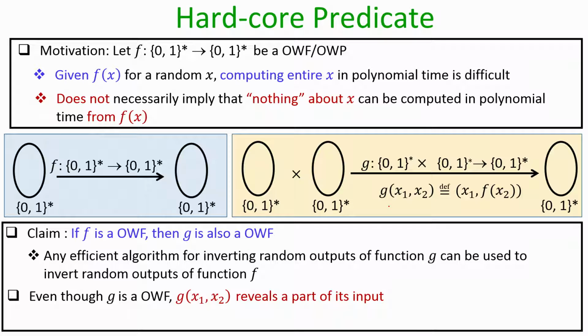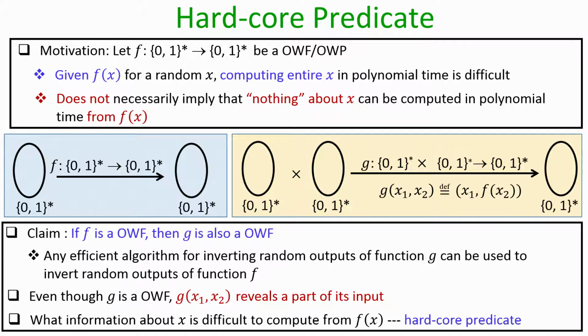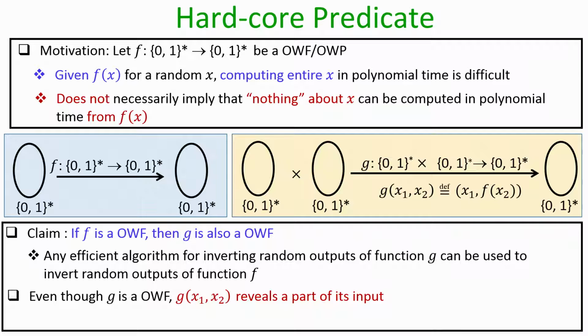Now, if you see the function g, it turns out that even though it is a one way function, by seeing the output of this function g on a random pair of input, you actually end up learning one half of the input, because the first half of the output is actually the first half of the input as it is. In that sense, even though this function g is a one way function, it is not the case that if I give you the value of g on an arbitrary pair of input, you cannot compute back the entire input in polynomial amount of time. There is something which you can compute, and there is something which you cannot compute in polynomial amount of time.